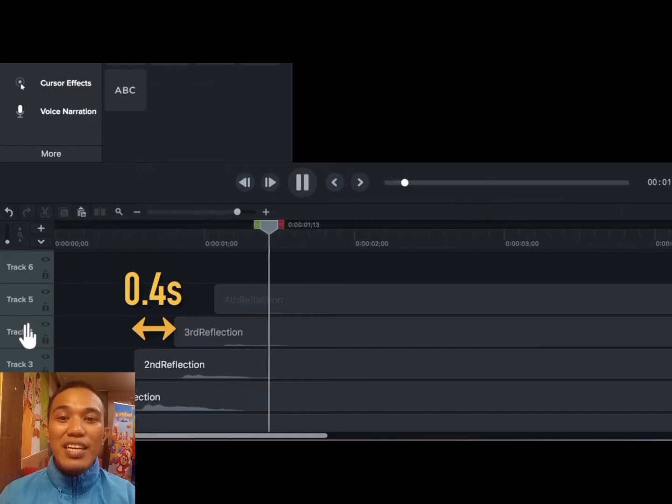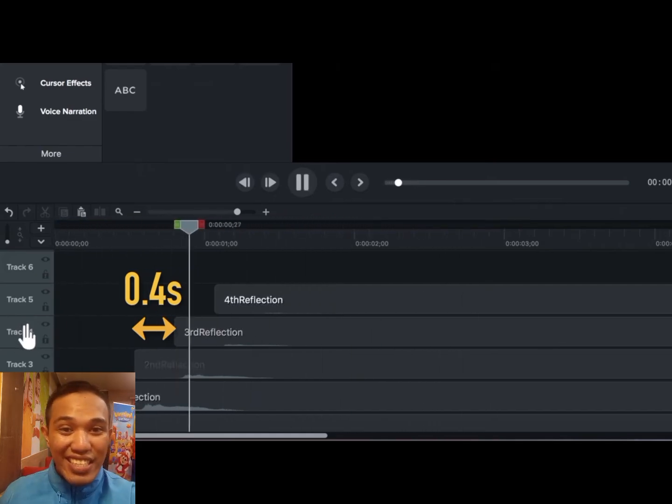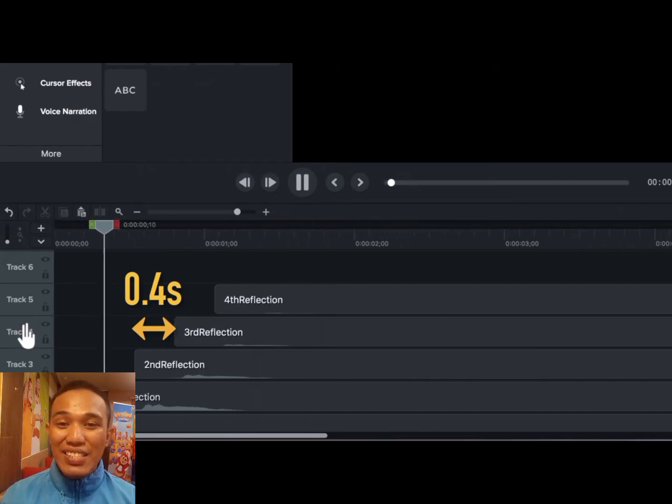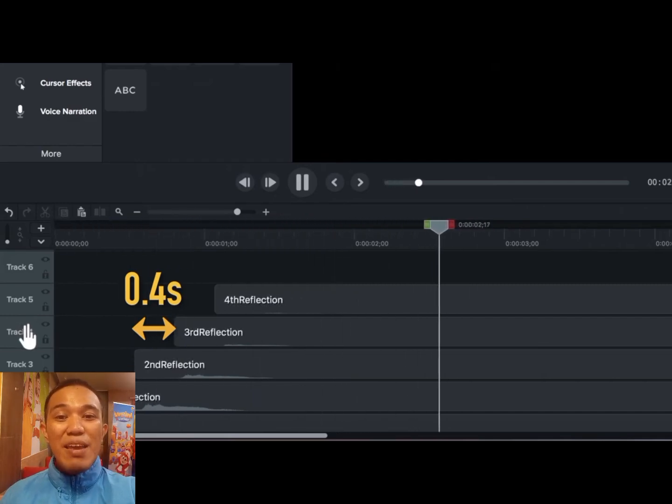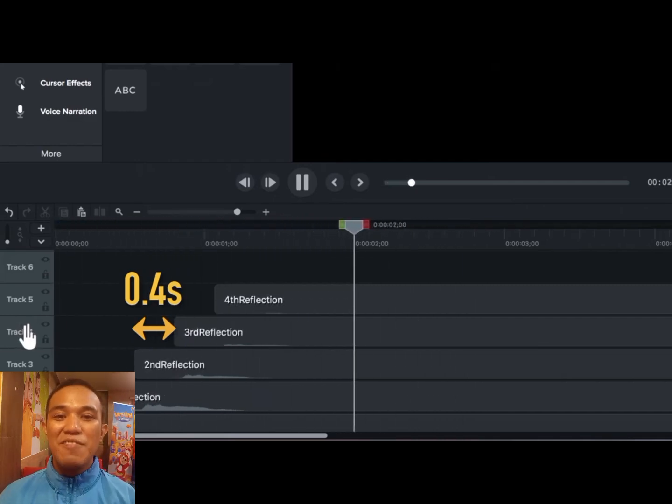As you notice, we can still distinguish between the original sound and the echo, but a faster one. How about if I make the gap 0.07 seconds?